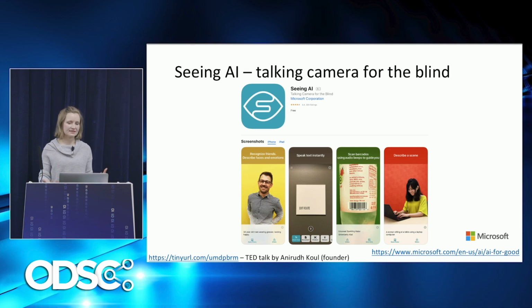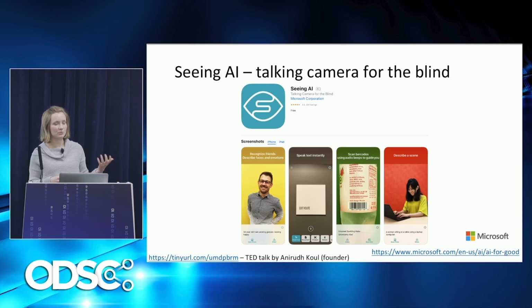So what it sees, so they can understand the surroundings. So the app can identify the people and identify the emotions. It can read text, it can even read handwritten text.